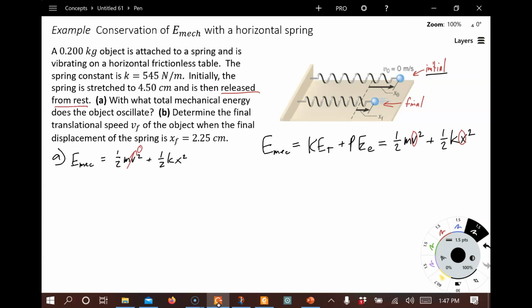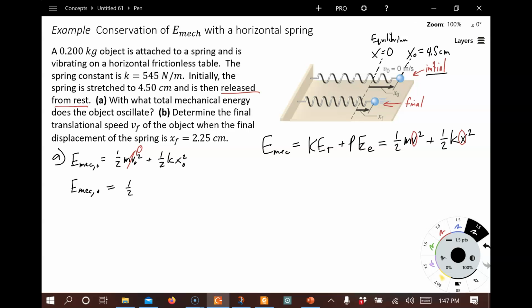Now to figure out the position, here's your equilibrium position, x equals 0 here. This is what we call equilibrium. And the object here, initially, is displaced from equilibrium by an amount 4.5 centimeters. And so we know what x initial is, right? So here's Emec initial, which again is Emec at any time. We can write it like this. This was 0. So let's go ahead and solve for that.